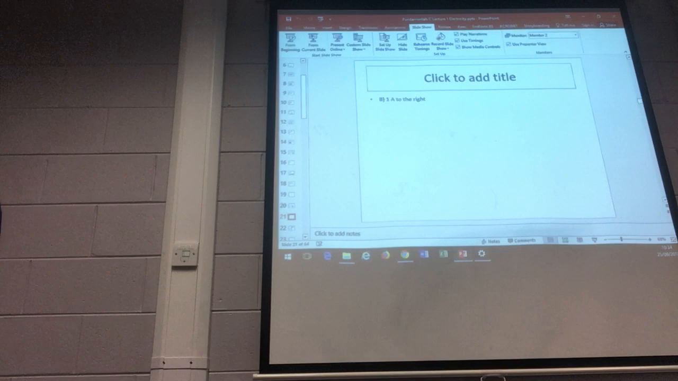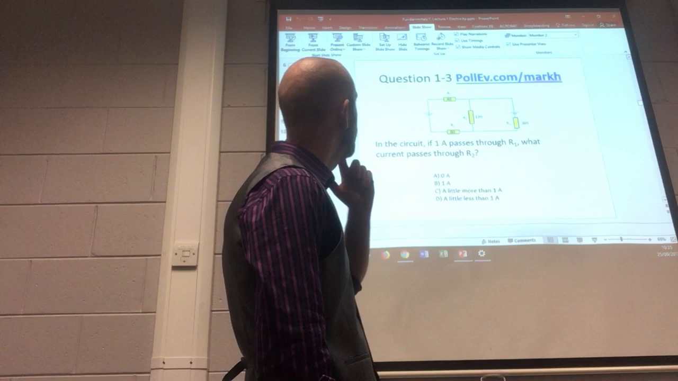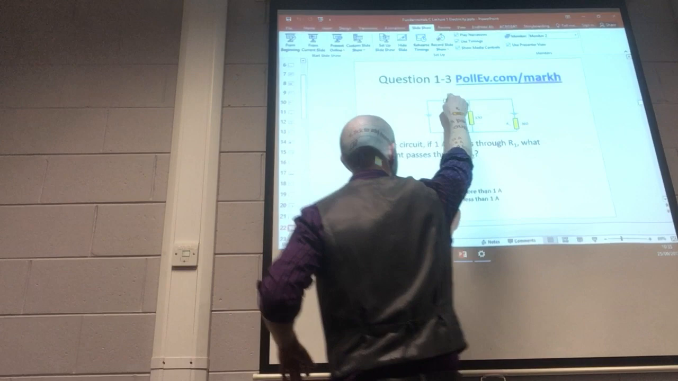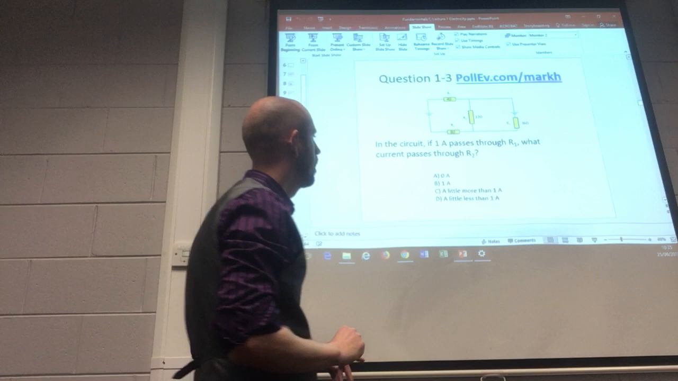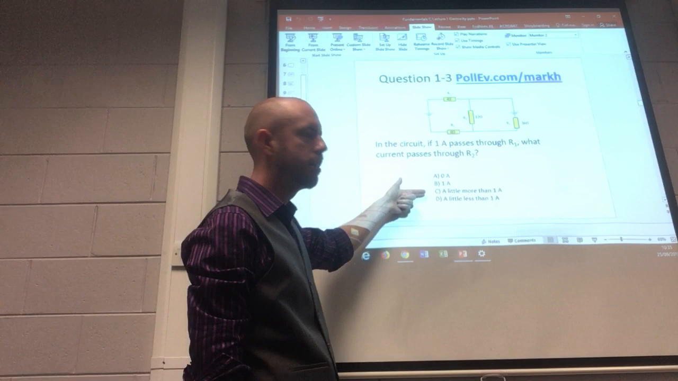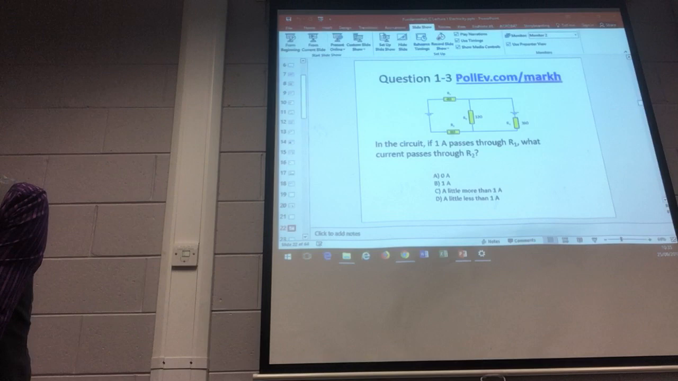Okay. So, next question. In this electrical circuit network, if 1 amp passes through R1, it's not very clear, this is R1, what current passes through R2? That's this one. So 1 amp is passing through this resistor. What current flows through that resistor? So is it A, 0 amps, B, 1 amp, C, a little more than 1 amp, D, a little less than 1 amp. So have a think about that.